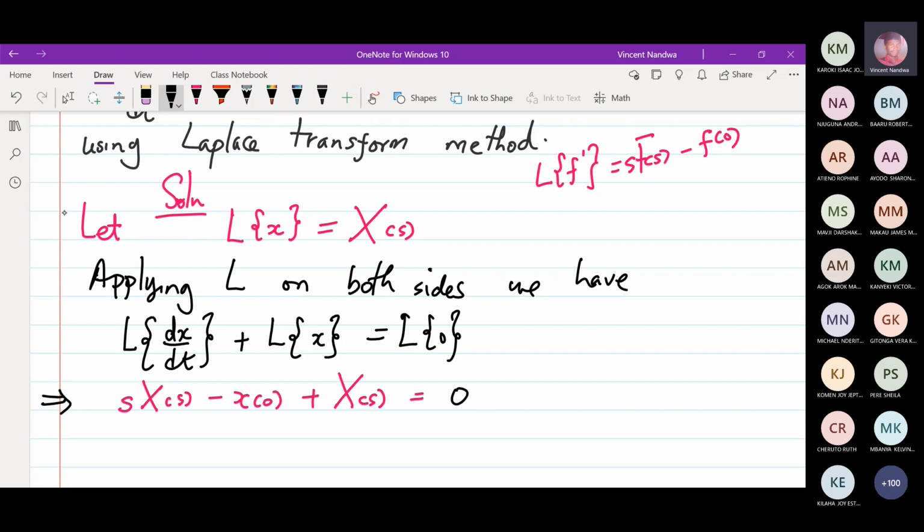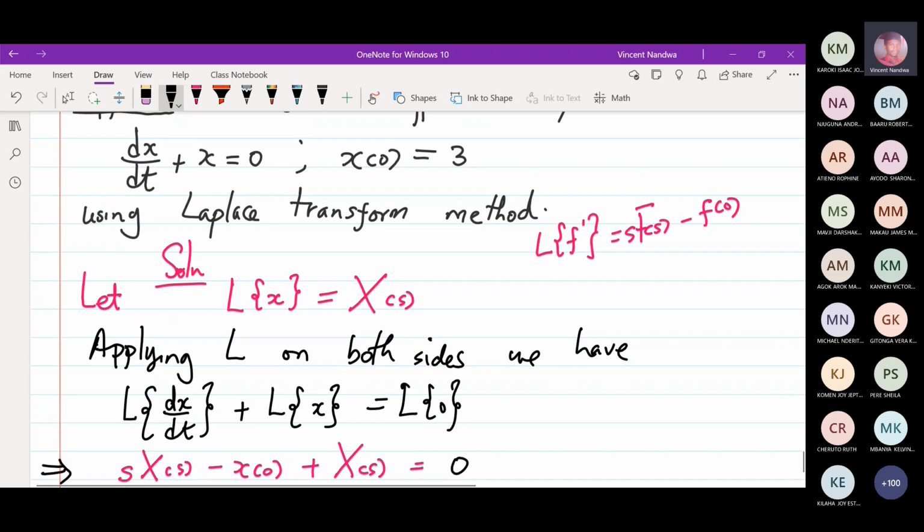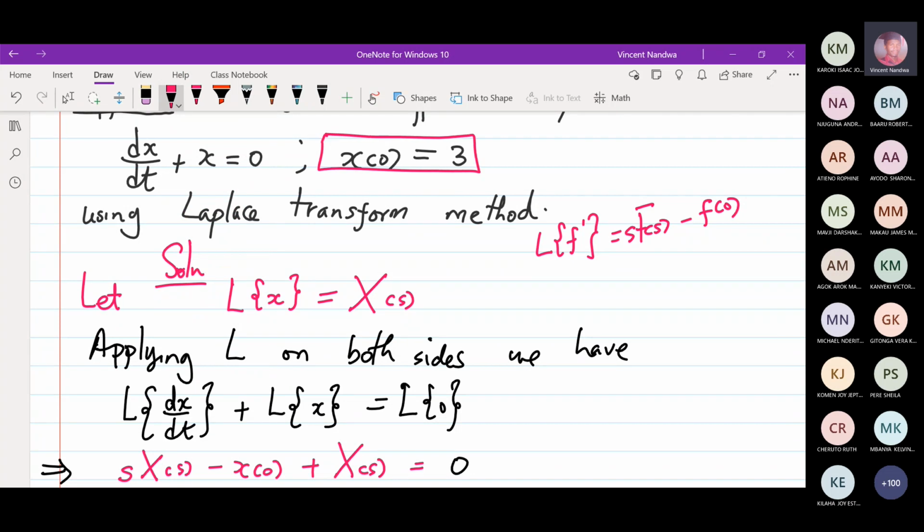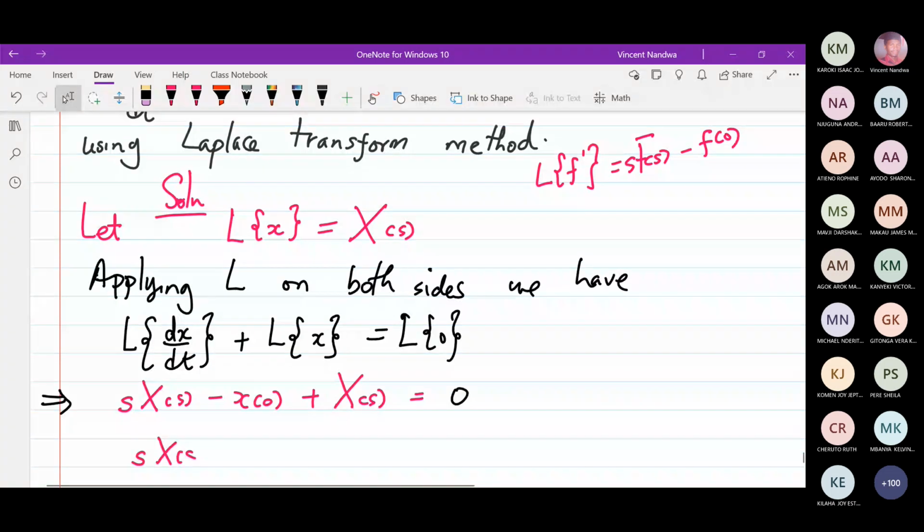In the equation itself, you are given the value of the function at 0, which is 3. Remember, this initial condition is not fashion. It is to help you solve the problem. So x at 0 is replaced by the number 3. So you'll have s X of s minus 3 plus X of s equals 0.